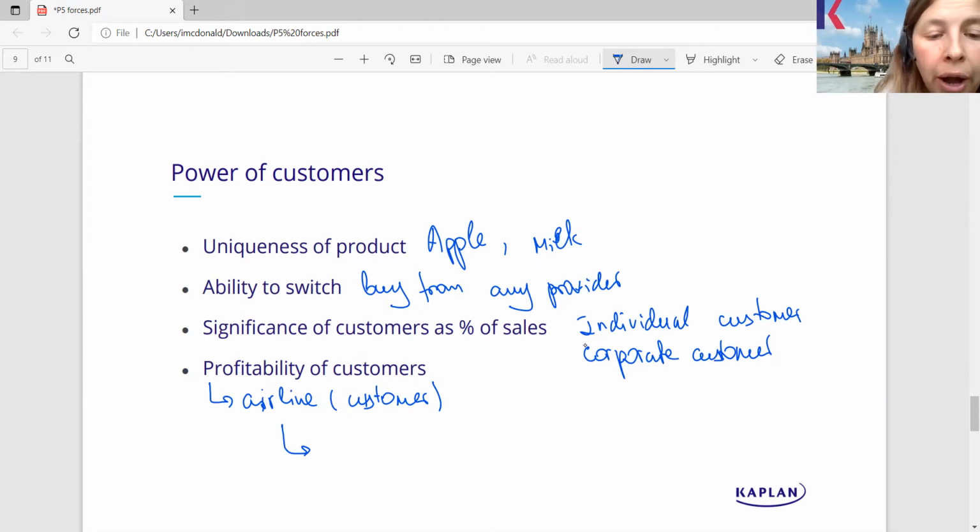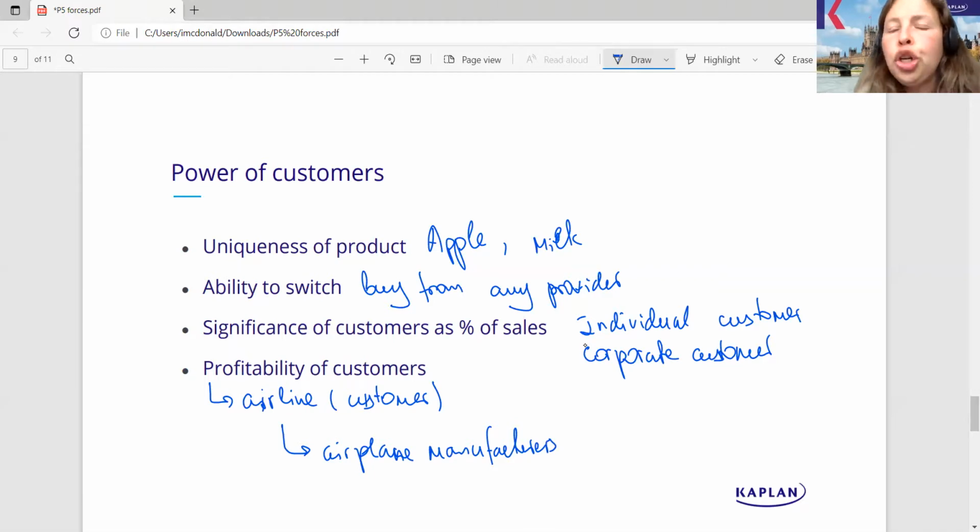So therefore, airplane manufacturers might be under pressure to reduce the prices of the aircraft to make sure that the airlines can still afford those new planes. Because if your customers make very little money, they won't be able to pay over the odds for the products or services that you are providing.